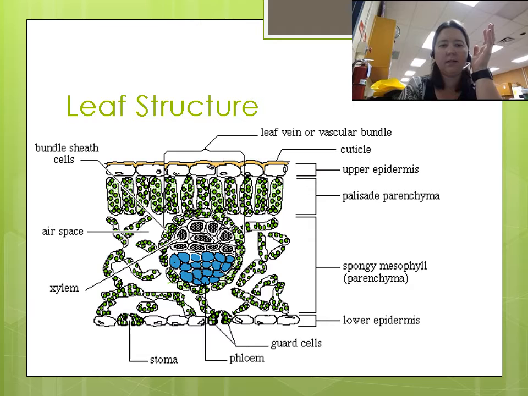Xylem and phloem, for lack of a better word, are kind of like blood veins in a plant. So they move stuff around. So water from the roots is going to actually come up through the xylem. So that's where water is going to come up from the roots.